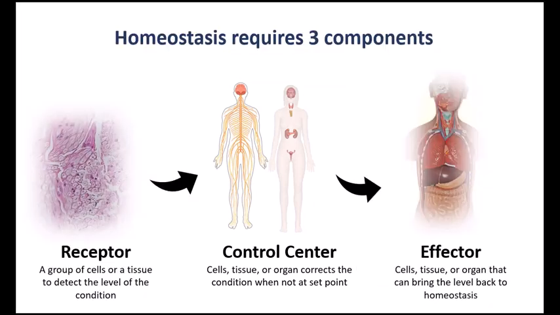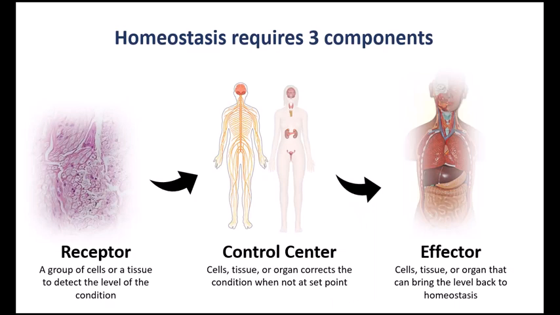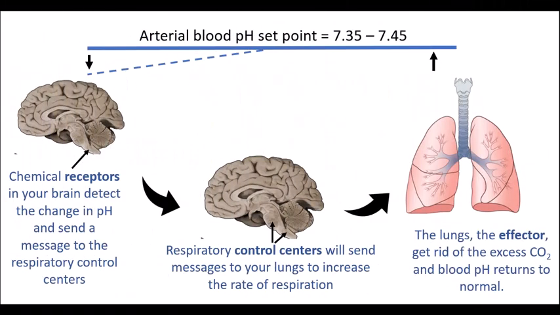Most often, that control center will be in one of your two regulatory systems, the nervous system or the endocrine system. And last, homeostasis requires a group of cells or tissue or organ that can bring the level back into homeostasis. That's called the effector. An example may make this clearer.